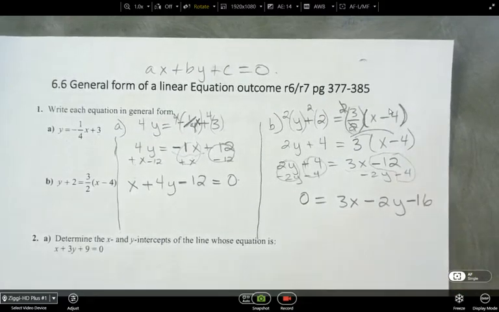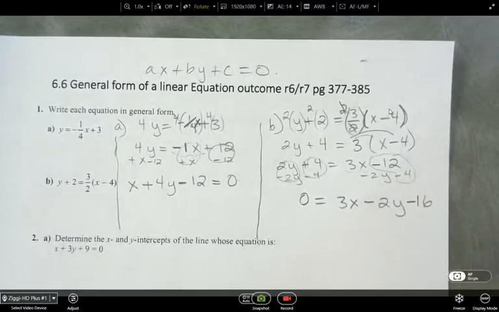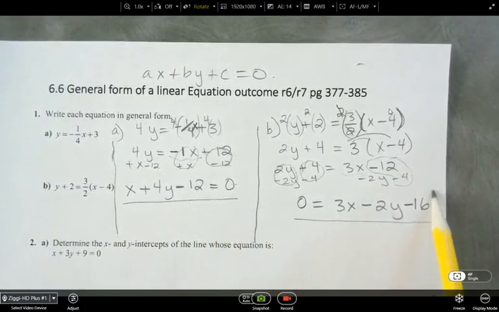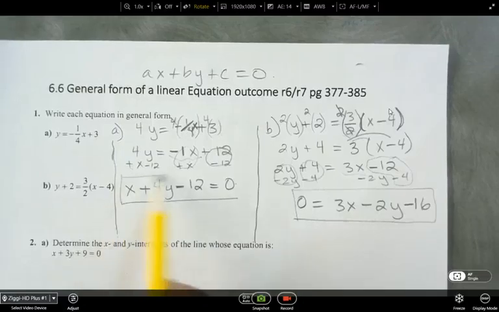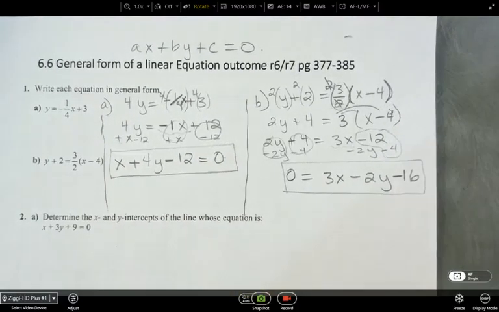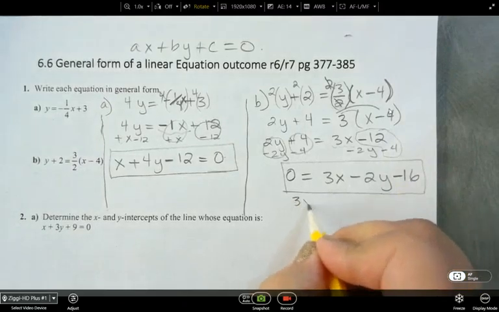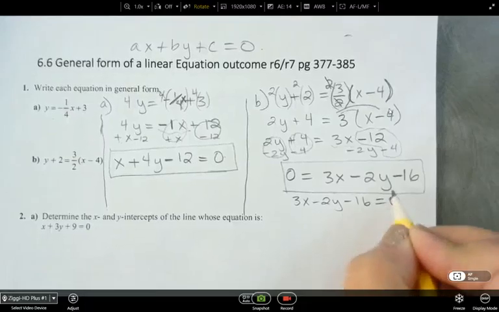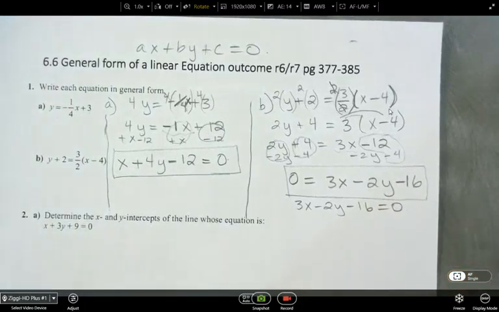Okay, now, so these two are now in general form. So everything is over to one side of the equal sign, and the other side is equal to 0. If you want, you can write 3x minus 2y minus 16 equals 0, but note that these two equations are exactly the same.